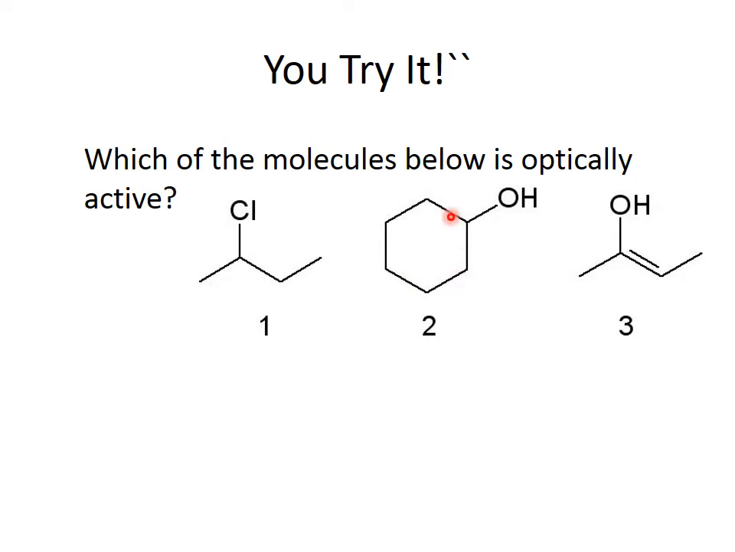If I look at this molecule, cyclohexanol, it's like methyl cyclohexane. There's a plane of symmetry right through this molecule because this side of the molecule is the same as this side of the molecule. If I look at this molecule, you can see there is a carbon that has a chlorine, a hydrogen, a methyl, and an ethyl. So this will be optically active.